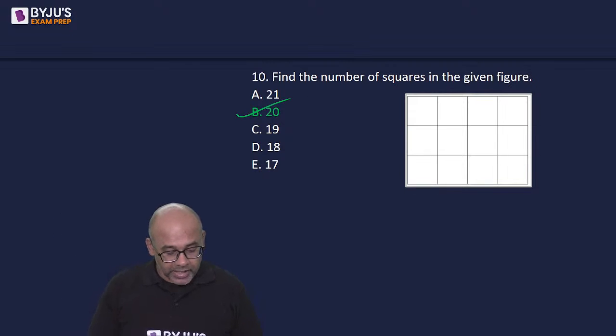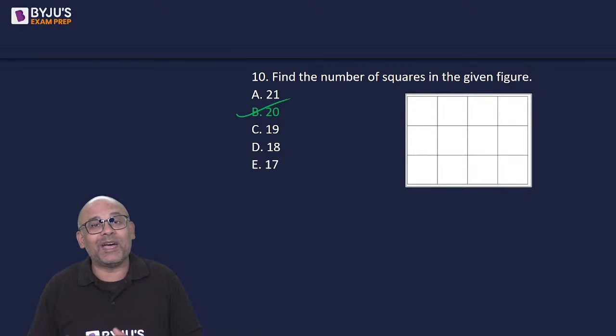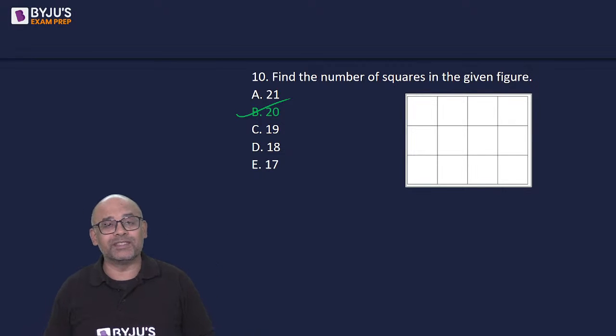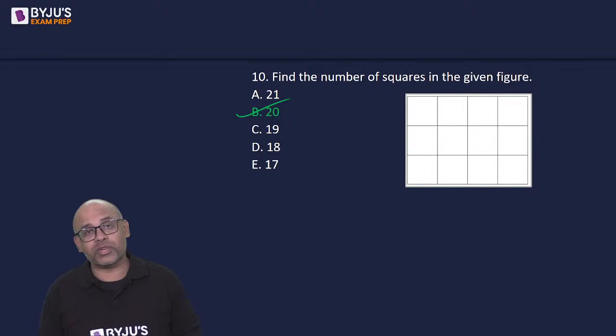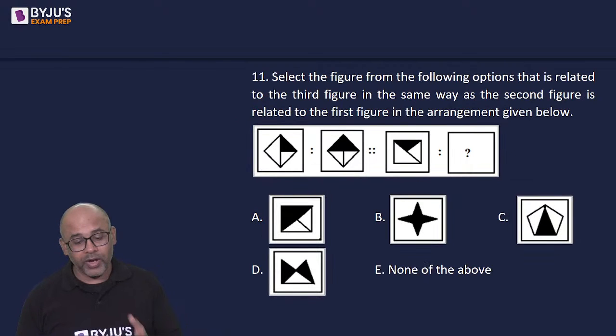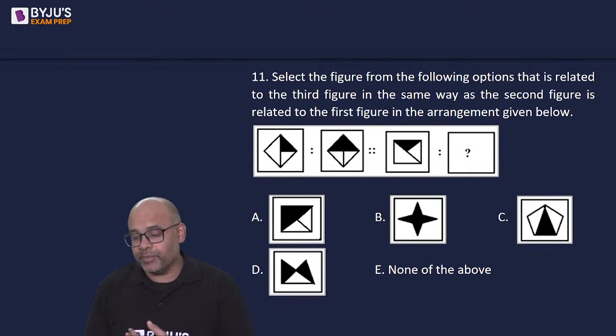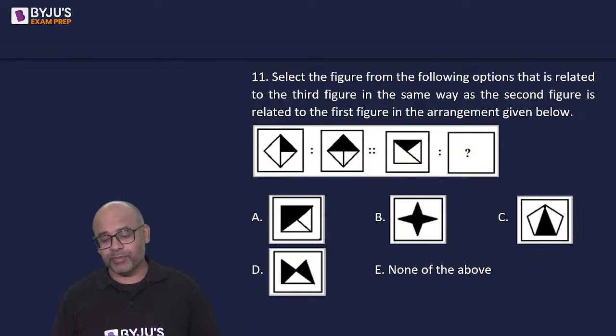Clear? Again, many of you have given 21, 17. Again, I keep telling you, these are traps. Many of you make mistakes in this. Be very careful when such a question comes. Okay, a very simple question. 30 seconds, give me the answer. Very simple, straightforward question.